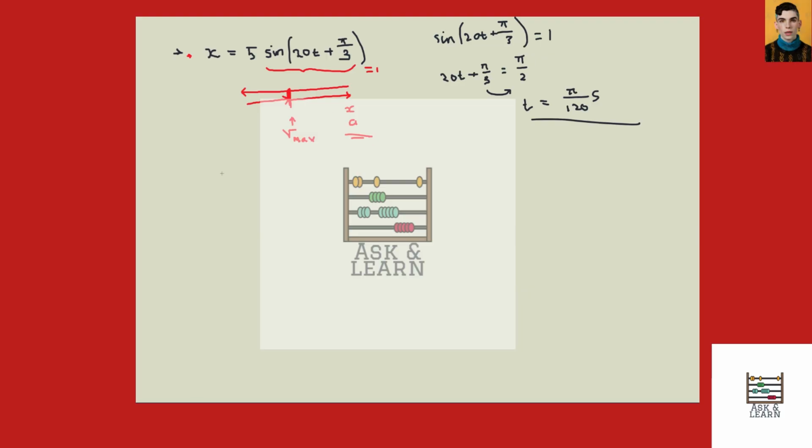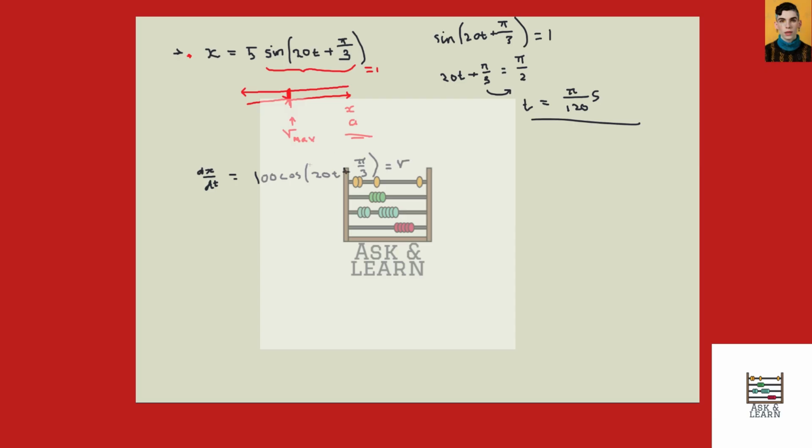So differentiating this once, we get dx/dt, and then remembering to use the chain rule, so 20 times 5, so 100 cos(20t + pi/3) is equal to the velocity.